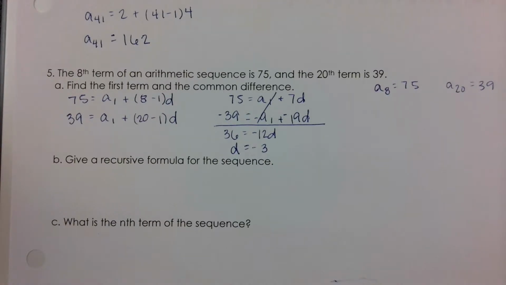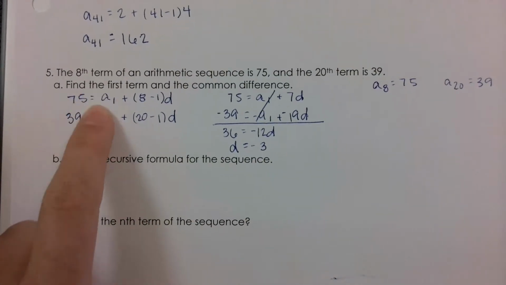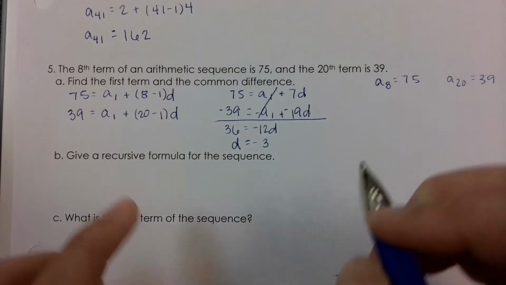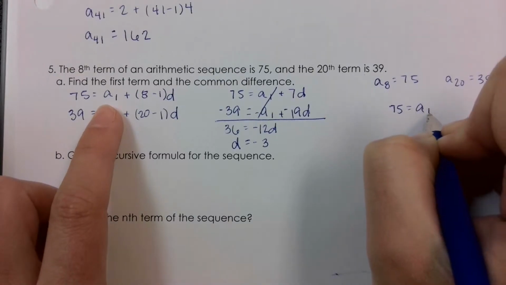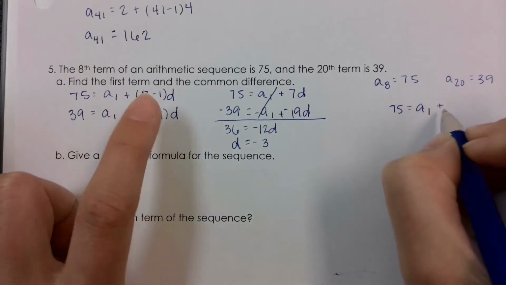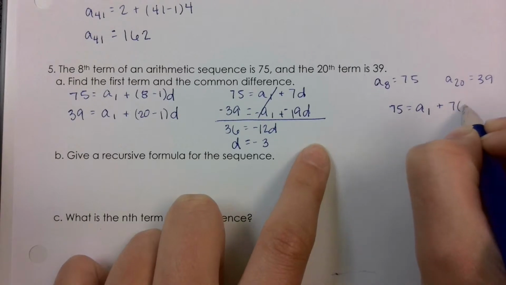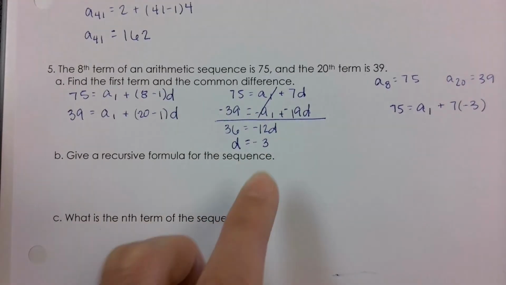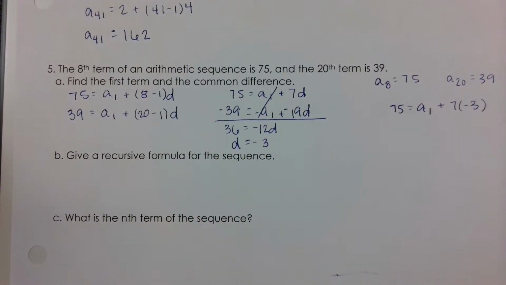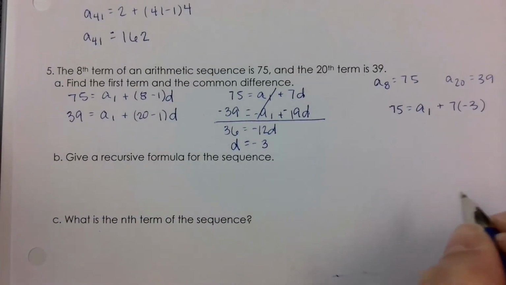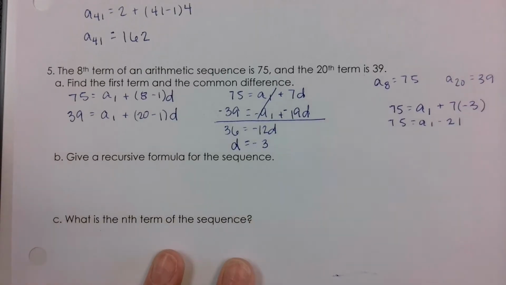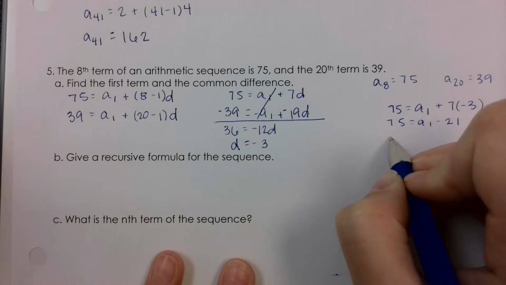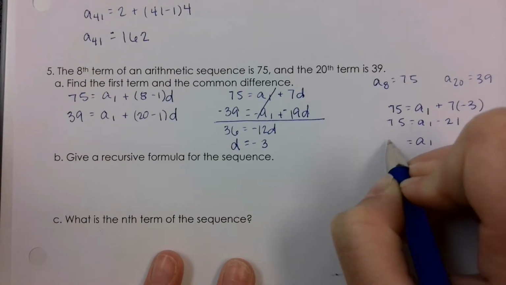So yeah, now we just plug that d back into one of these equations. I just use the first one. It really doesn't matter. Either one will still get you there. So we've got 75 equals, we still don't know what our first term was, but we do know that we had 70 or 7 times negative 3, because we found that d was negative 3. Is that okay? So then 7 times negative 3 is negative 21. So we're going to have 75 equals a sub 1 minus 21. And we'll add that 21 over, so we're going to get what? A sub 1 equals 96.